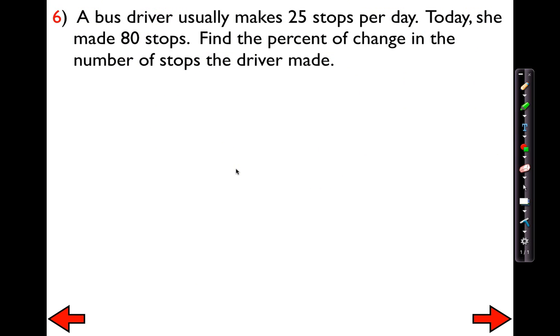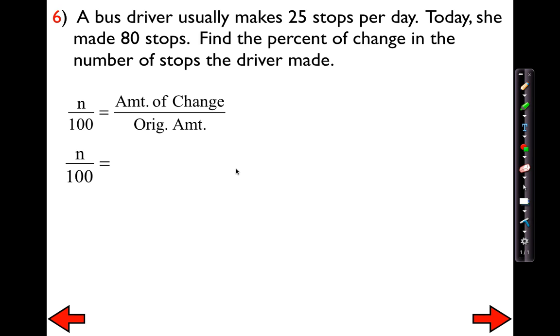Number 6, why don't you pause the video and try this one by yourself. The bus driver usually makes 25 stops per day. Today she made 80 stops. Find the percent of change in the number of stops the driver made. So again, you can set up using a proportion. The amount of change was 55. The original was 25.